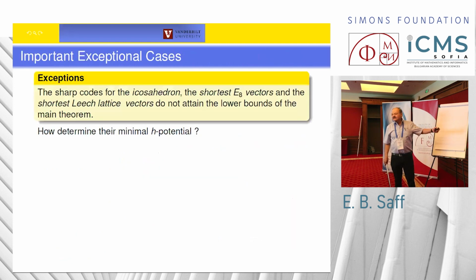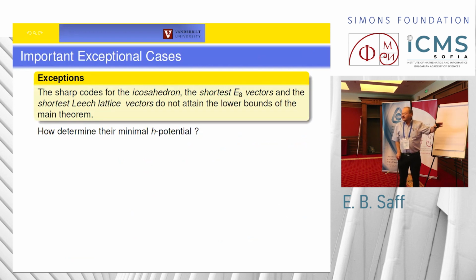So what about the exceptions? Remember those red ones that were in the sharp code list. Those are the exceptions. And what do they include? They include the icosahedron, one of our favorites, the E8 lattice, and the Leech lattice. What do we mean by the E8 lattice? We mean the vectors of shortest length on the E8 lattice, and likewise for the Leech lattice. So how to determine they do not attain the lower bound that's in our theorem.